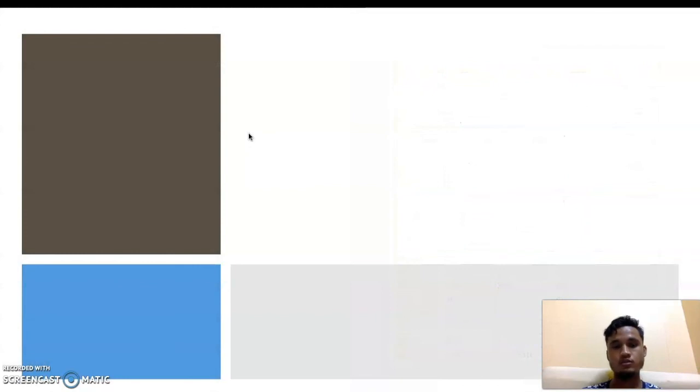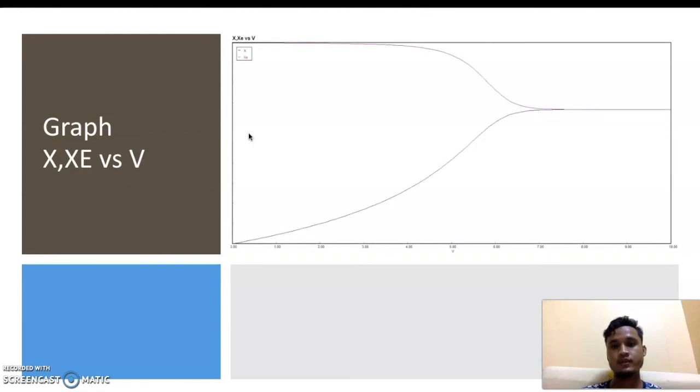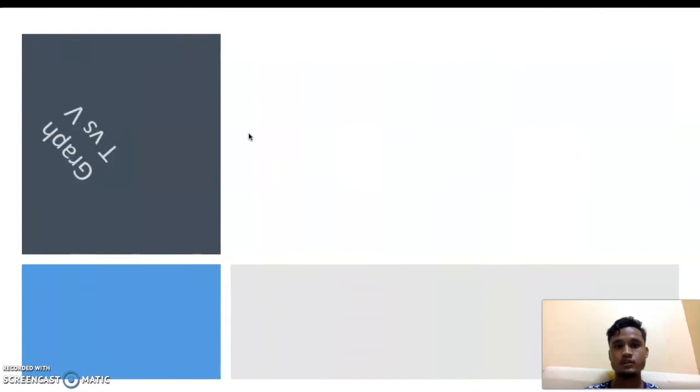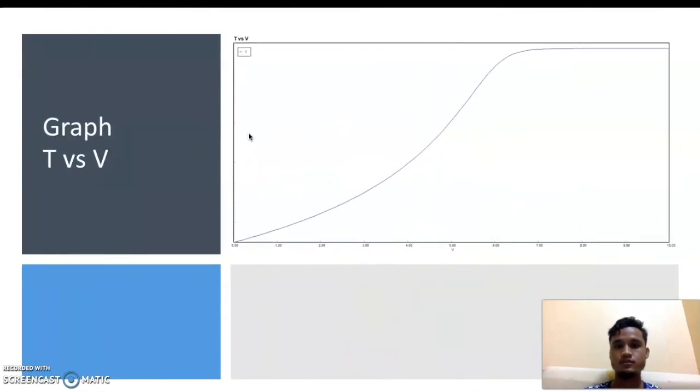Now let's go to our graphs. The first graph is the X_EB versus volume graph. The blue line indicates the conversion, while the red line indicates the equilibrium conversion. Equilibrium conversion is the highest conversion that can be achieved by the reactor. And we can see that the equilibrium conversion decreases until it meets the conversion, and finally the conversion reaches around 66%.